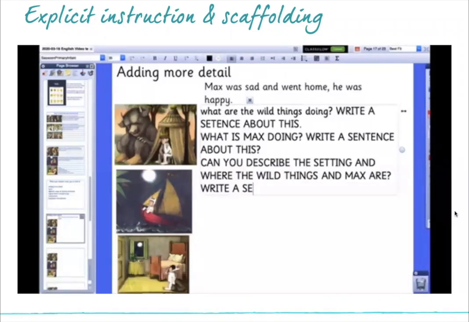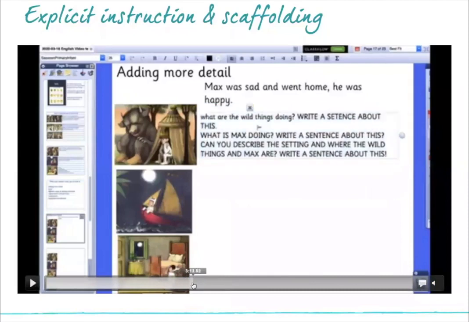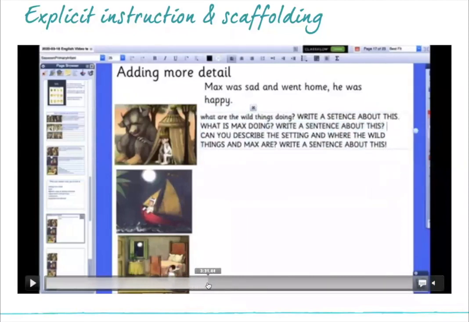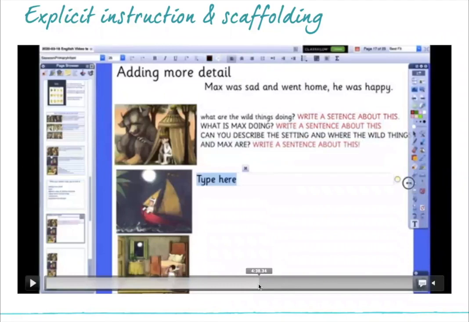So I'll just zoom through this, pun intended, this video just quickly so you can see the process we went through. So we went through this, and kind of really highlighted the fact that this is what we want you to write about.